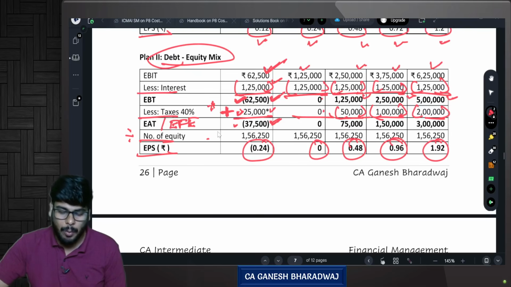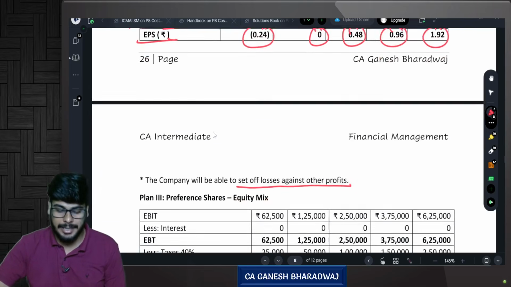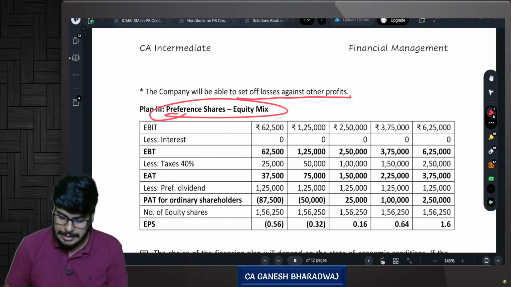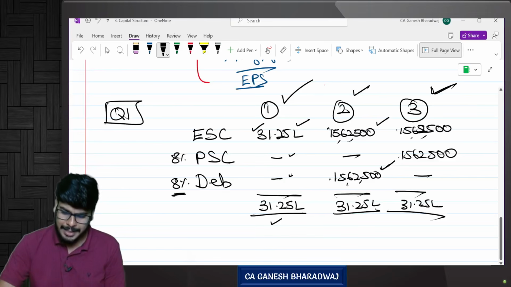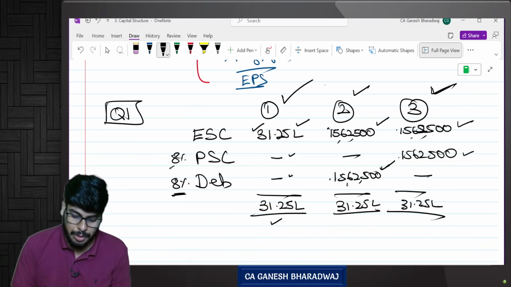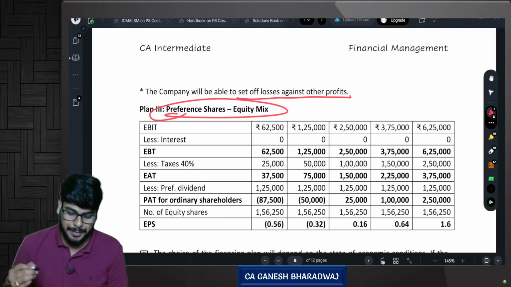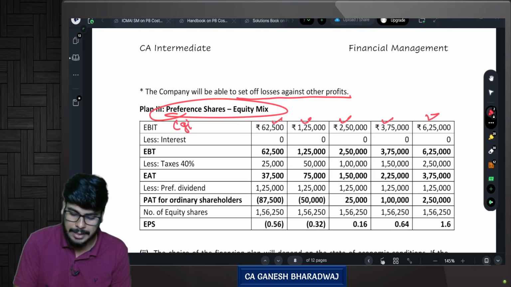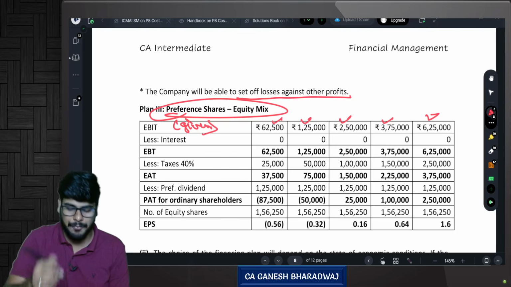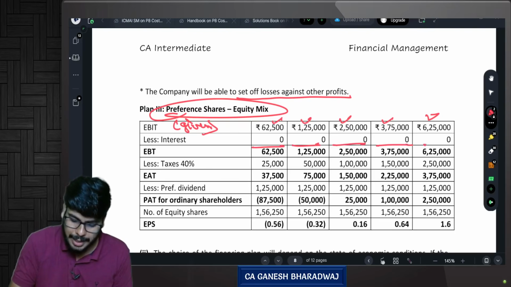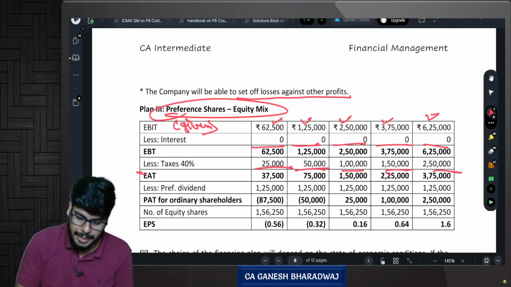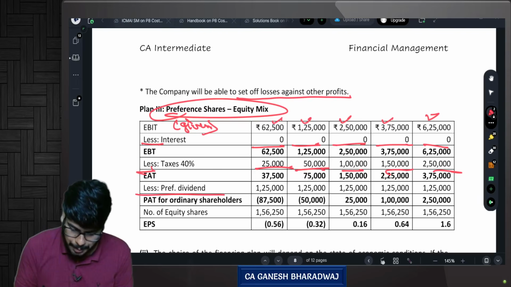Yes. Now, once again, we need to recompute all these things for the third plan, which is what? Equity plus preference mix. This is 15,62,500 from equity, 15,62,500 from preference, and there's going to be 8% preference. Remember that. So now, EBIT, 5 different scenarios. How do we know these figures? It is given in the question. Correct? Less interest, no amount from debt, 0 only. So directly you get your EBT. From this, you less your taxes, you get your EAT. Correct? From that, you less your preference dividend.